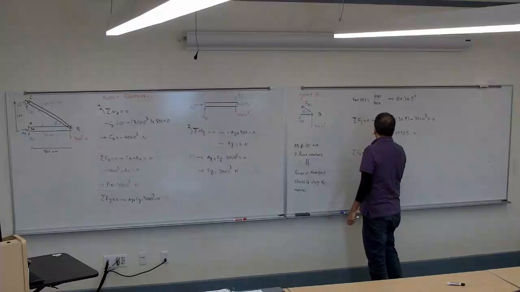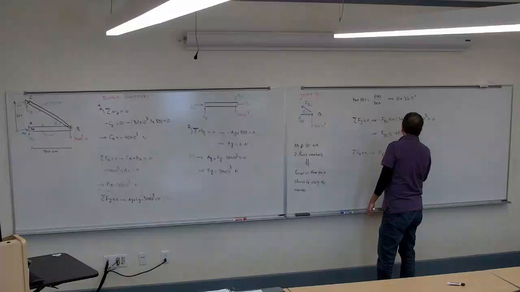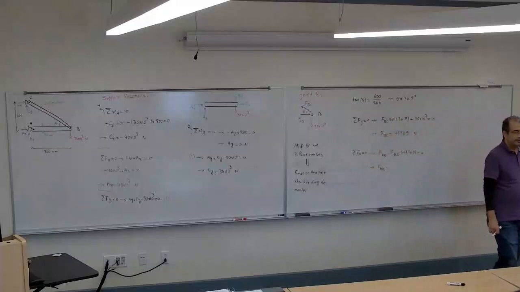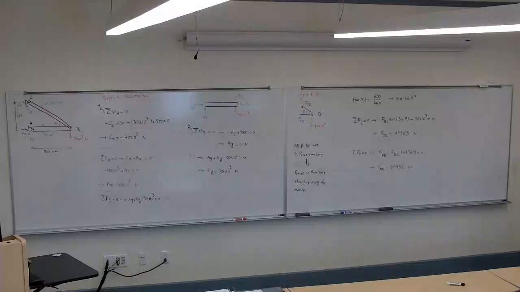And then I can write sigma Fx is 0. So FAB minus FBC cosine 36.9 is 0. So FAB would be 39,956. So now we have the internal forces.